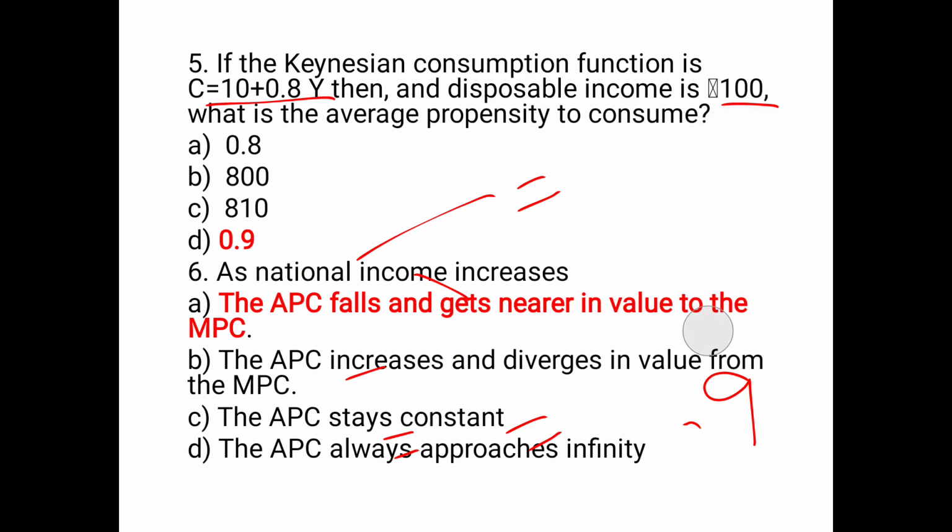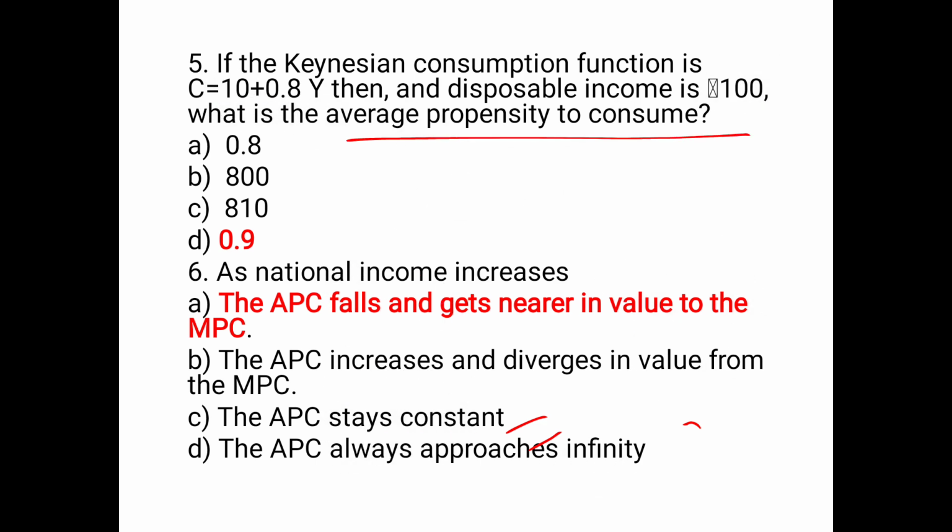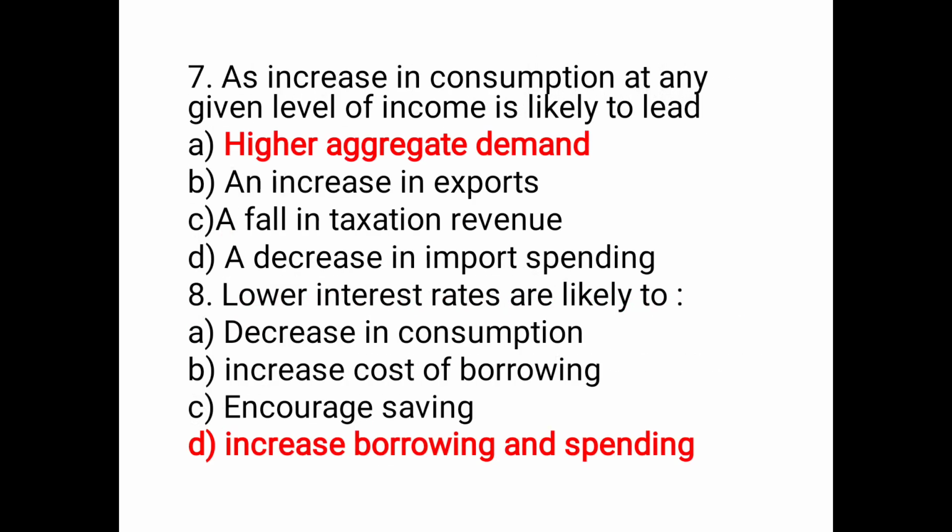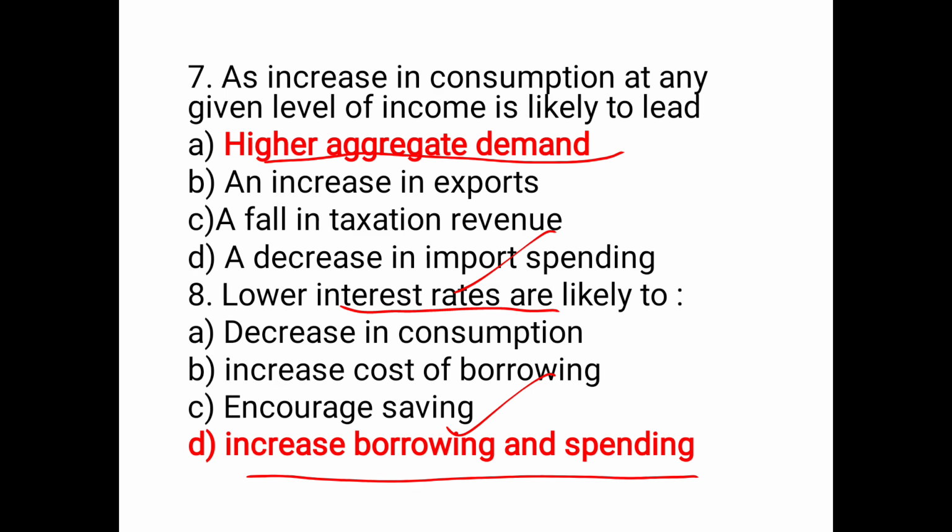You get the value as 0.9 because they have asked you to find out the average propensity to consume. As national income increases, what happens? The average propensity falls and gets nearer to the value of MPC. An increase in consumption at any given level of income is likely to lead to higher aggregate demand. Lower interest rates are likely to increase borrowing and spending. So when do you borrow? When the interest rates are very low. But when the interest rates are high, it encourages savings. C will be the option.